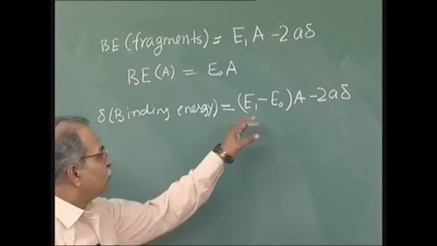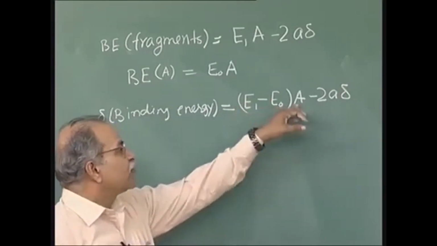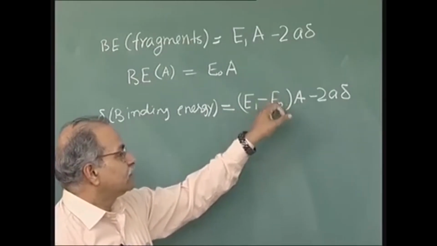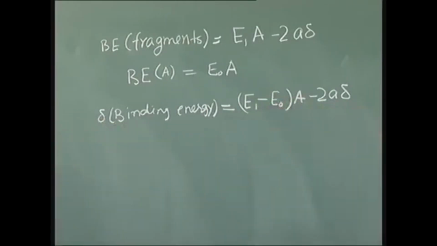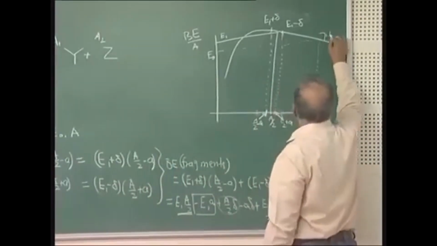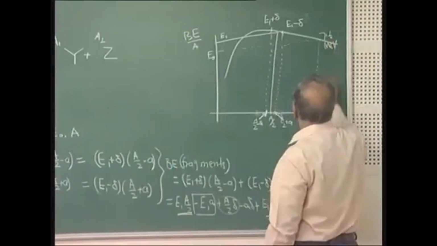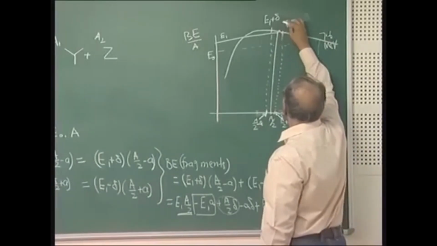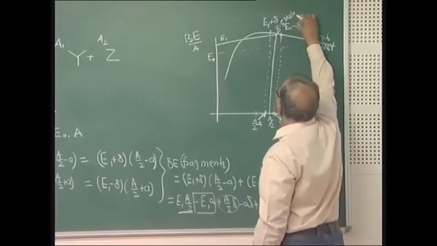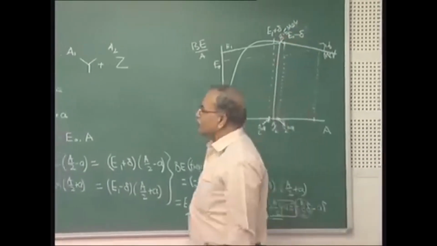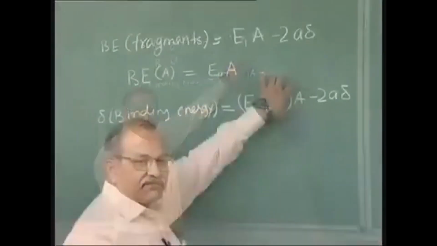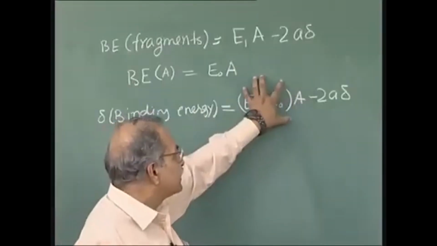And this is what you know in that A equal to 240 region: this E naught is something like 7.6, right, 7.6 MeV, and at half the region this is 8.5 MeV. So, that is the difference we had calculated earlier. So, this comes out to be 215, 216 MeV. So, that is there.